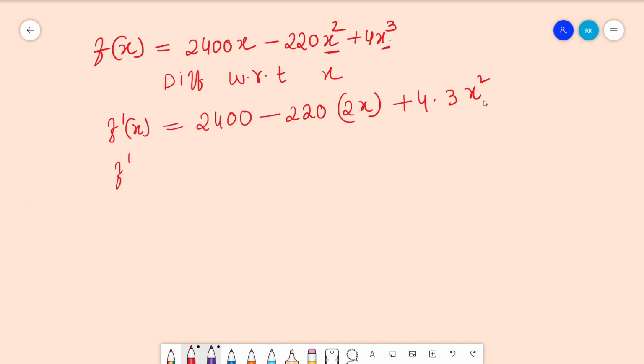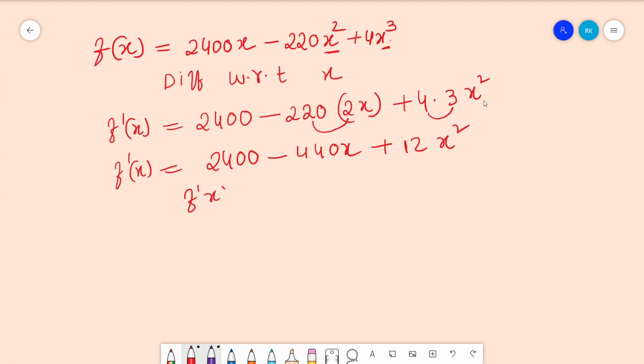So f dash x is 2400, 2 into 220 is 440x, and 4 into 3 is 12x square. To find the value of x, let us equate f dash x with 0.